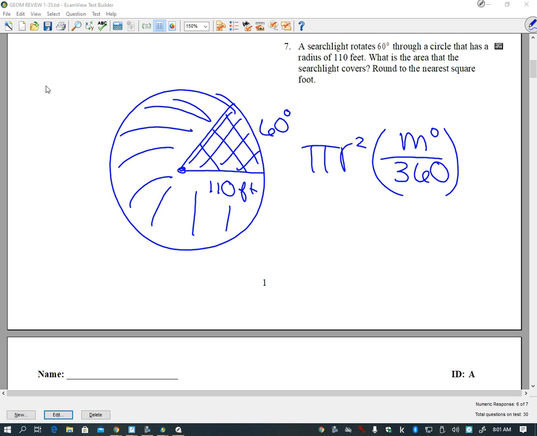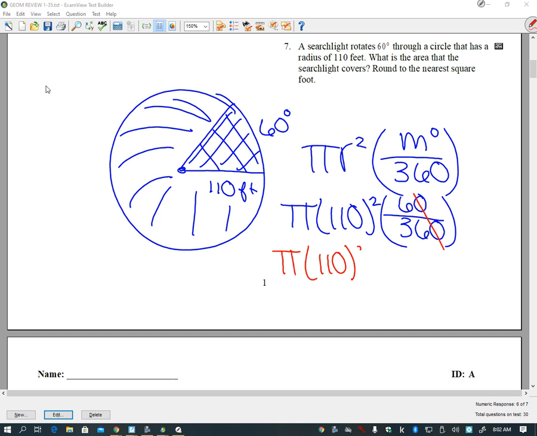All right, so now we start to input some things. Do we need to input anything for pi? What about for r? 110, because that's my radius. So 110 squared. Anything for m? I think we've already established 60 over 360, which, if I want to make my life a little bit easier, can I reduce that fraction? I cancel out the zeros and I work with a number that's a little bit easier, right? What's 6 over 36? 1/6. All right, so that gives me pi times 110 squared times 1/6. Okay, 110 squared is probably a pretty big number. What's that come out to?